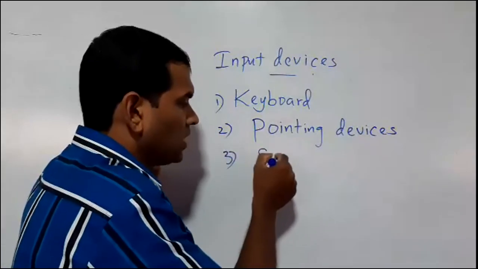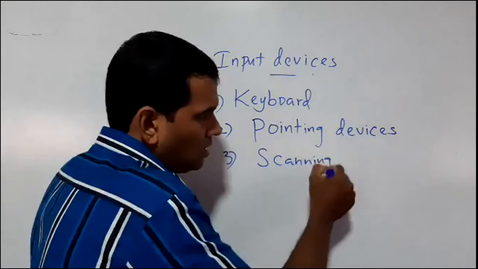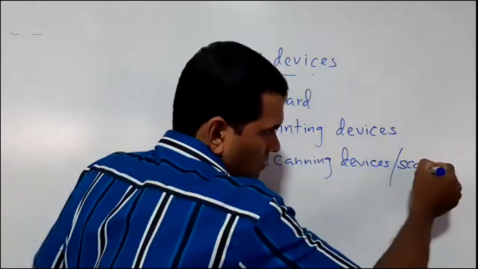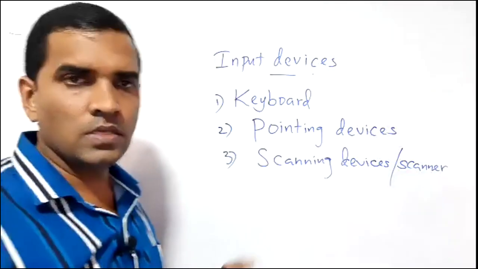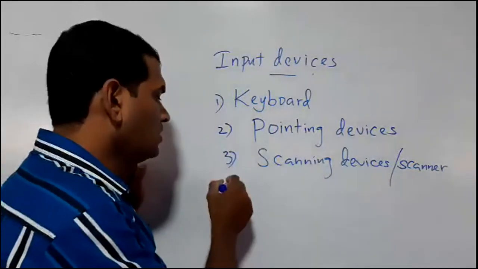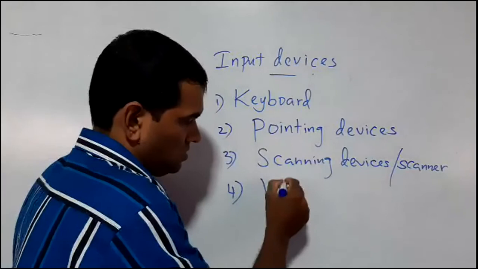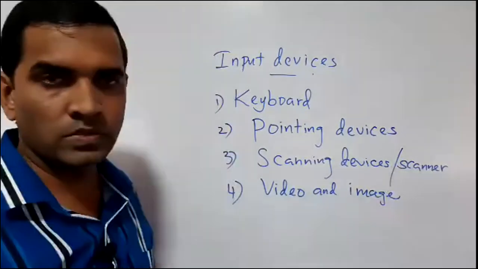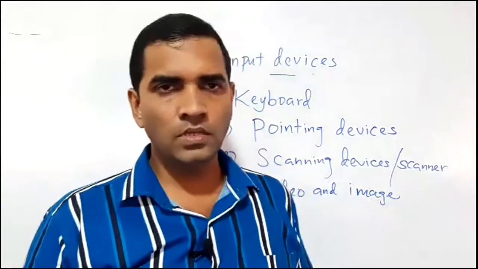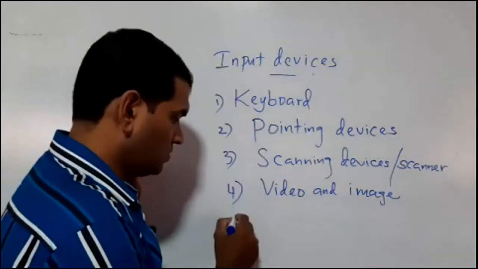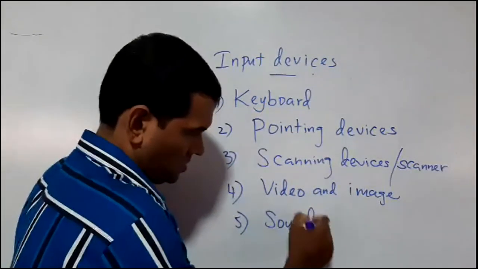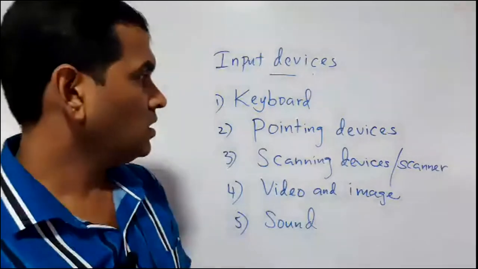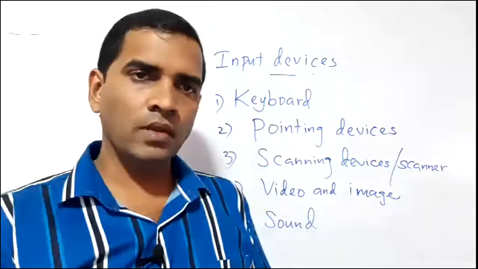Then we have another one called scanning devices, sometimes called scanners. Okay, scanning devices or scanners. Then number 4, video and image input devices. Video and image input devices. Finally, number 5, sound input devices. Okay, audio input devices. So input devices are divided into 5 types.